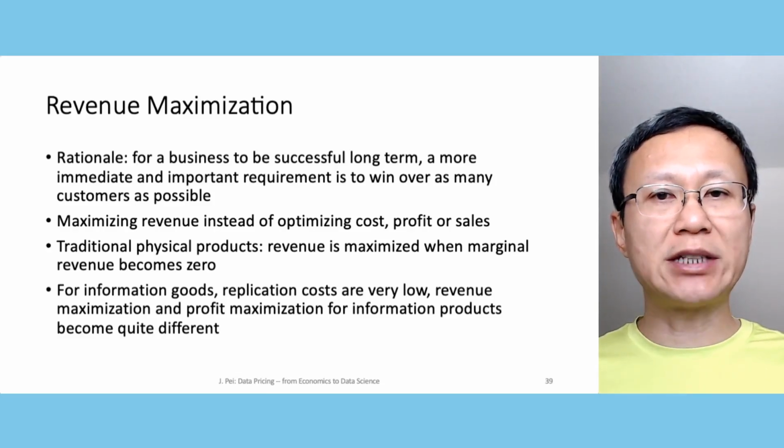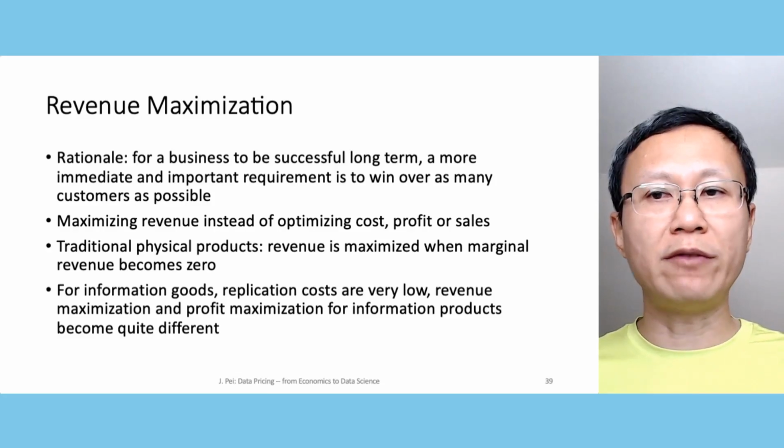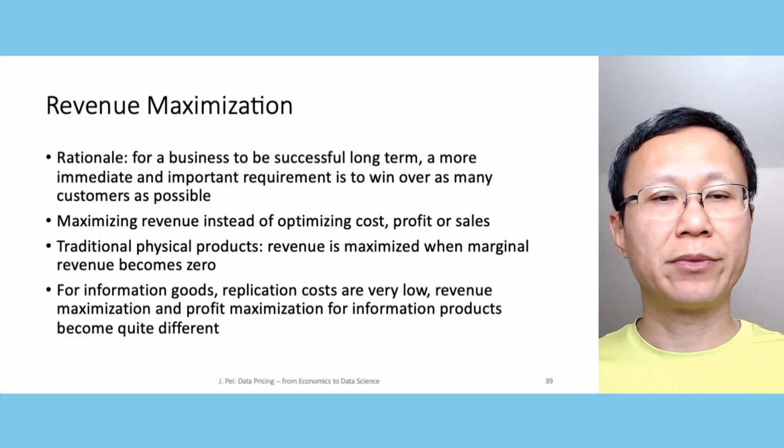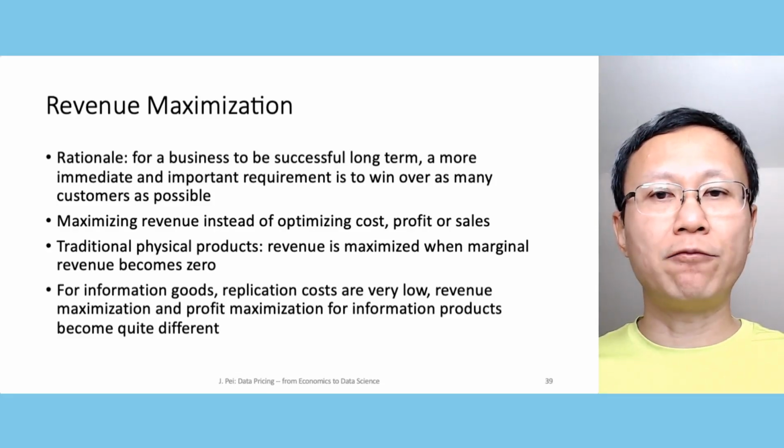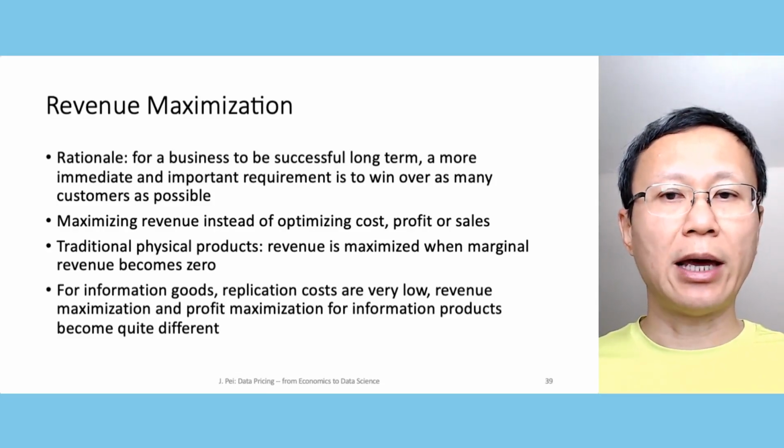For traditional physical products, it is often assumed that the marginal cost goes up after a certain number of units are manufactured, and thus the profit can be maximized if the output level is set so that the marginal revenue is equal to the marginal cost, and the revenue can be maximized if the marginal revenue becomes zero. However, given that the replication costs of information goods are very low, revenue maximization and profit maximization for information products become quite different from the physical products.